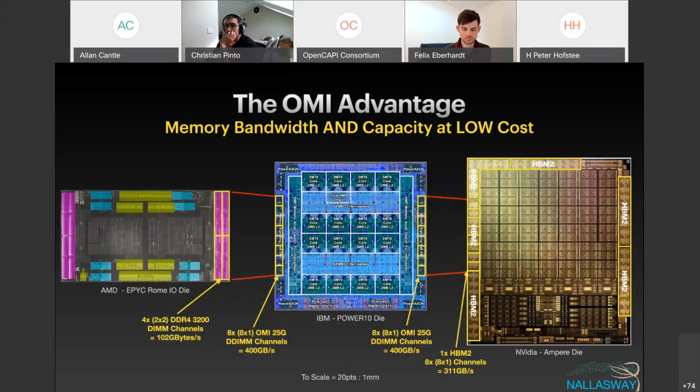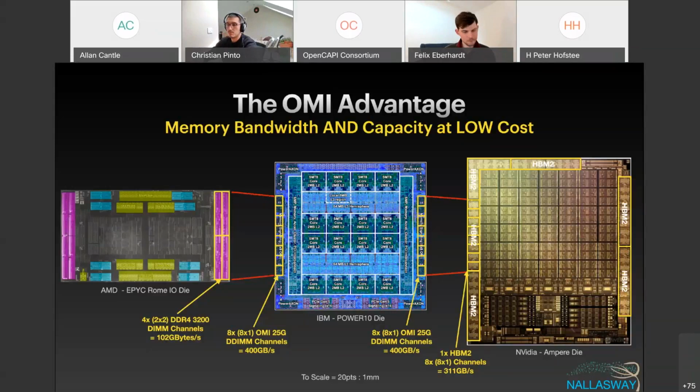Not only that, capacity for DDR has been shrinking. For those of you observing the last few years, you've seen us go from 4 DIMMs per channel to 2 and now to 1, especially if you want to get the bandwidth out of the DDR. So memory has been shrinking on the DDR side, whereas the OMI is giving you more channels, so more DIMMs, and the speed remains the same. And you can see the comparison here. We've got 100 gigabytes per second versus 400 gigabytes per second on OMI, so a 4 times improvement in this example.